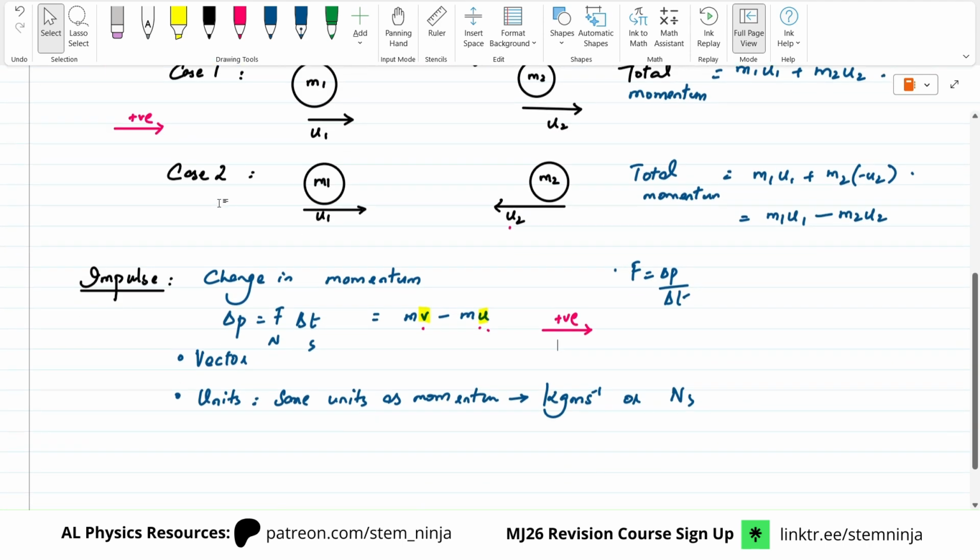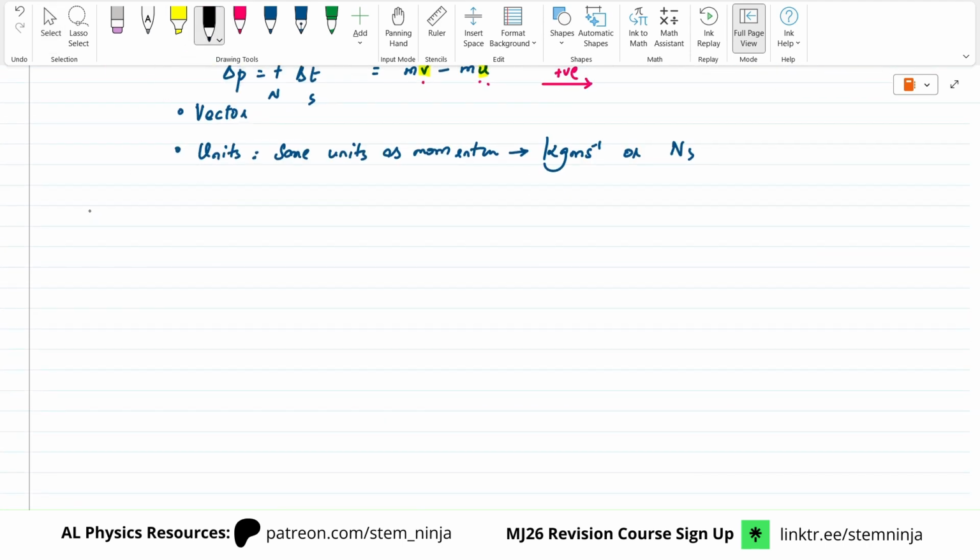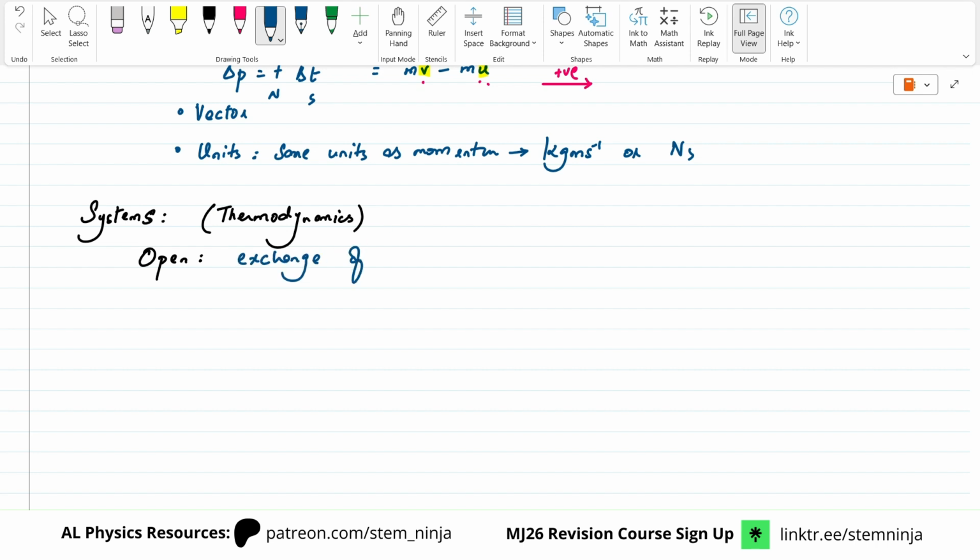Next up is the concept of open, closed systems and isolated systems. Although these are more important in thermodynamics, just to give you an idea why we are talking about this, open systems are those where there is an exchange of mass and energy. And energy exchange can be in the form of work also.